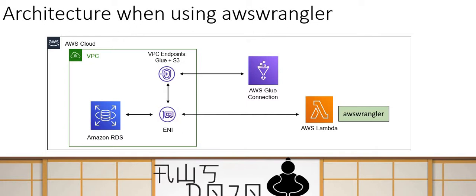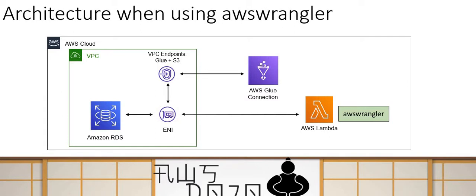So in case of Glue, if you're using AWS Wrangler, then you keep your endpoint and credential information in the Glue connection. Then you of course attach your Lambda function to the VPC where the RDS instance is running, and then you create a VPC endpoint for both Glue and S3, and then this ENI will use this Glue VPC endpoint to talk to Glue to fetch all the connection and endpoint related information.